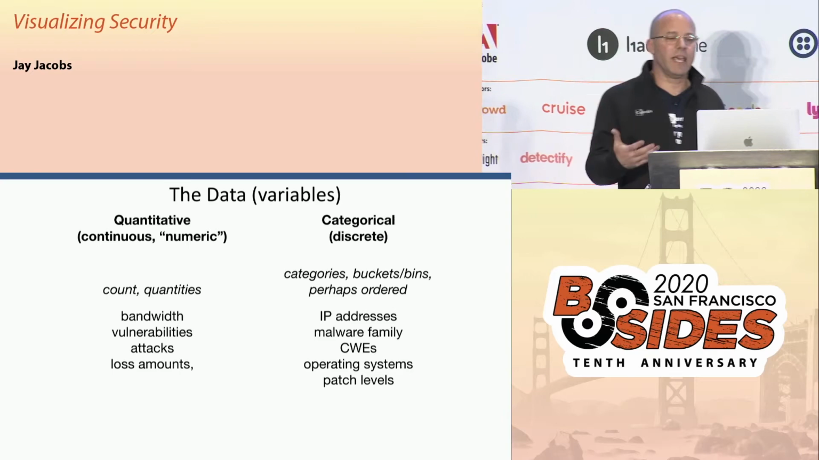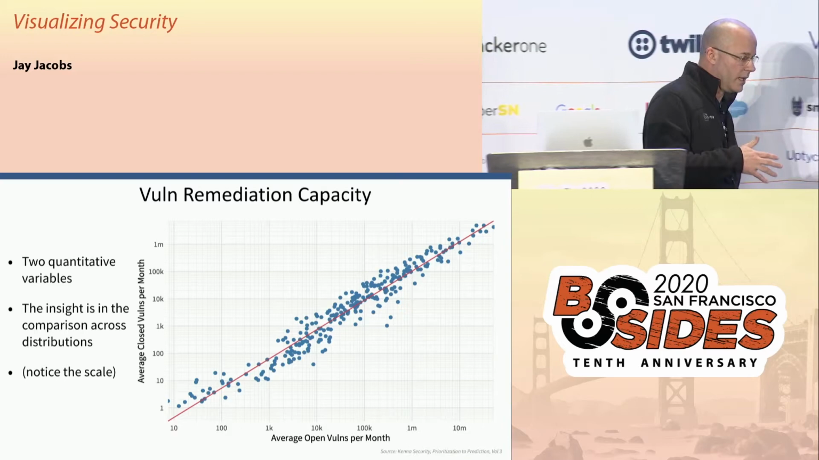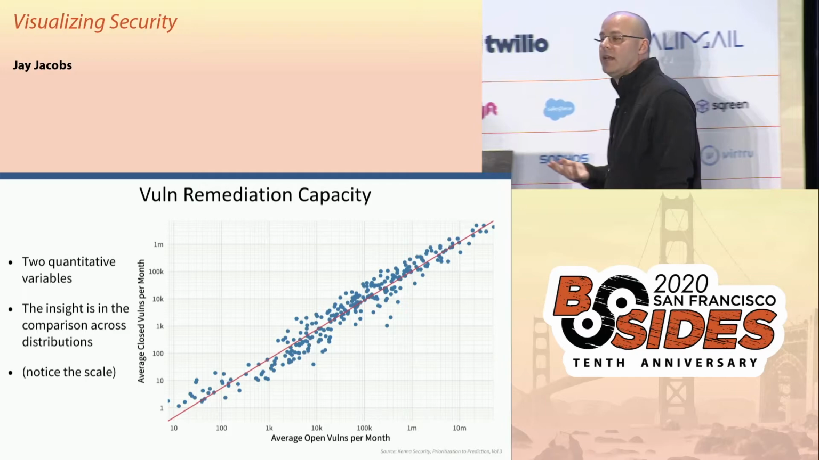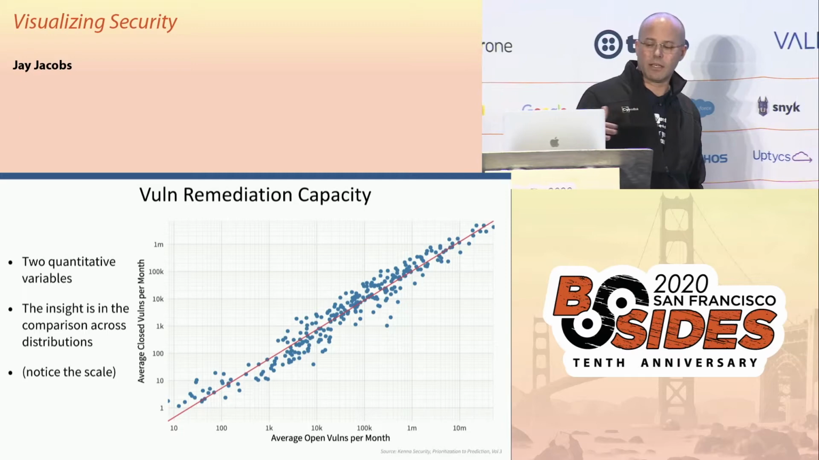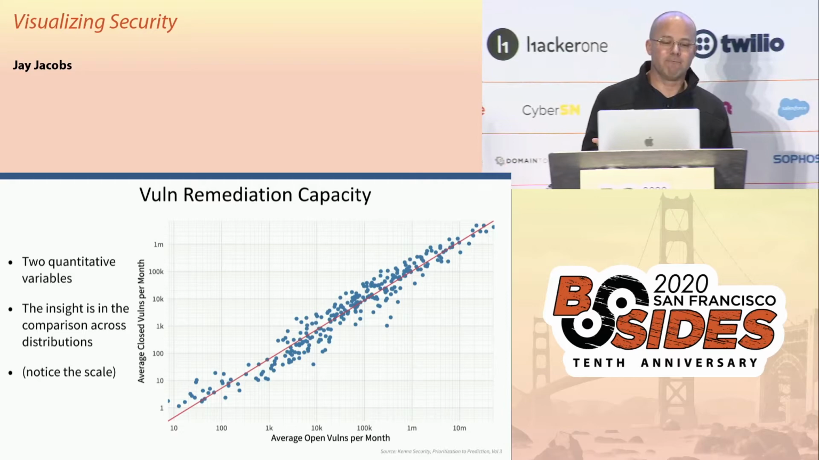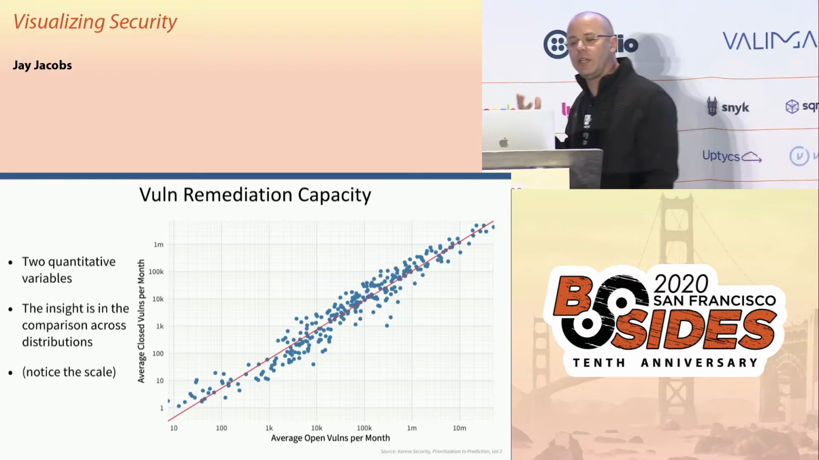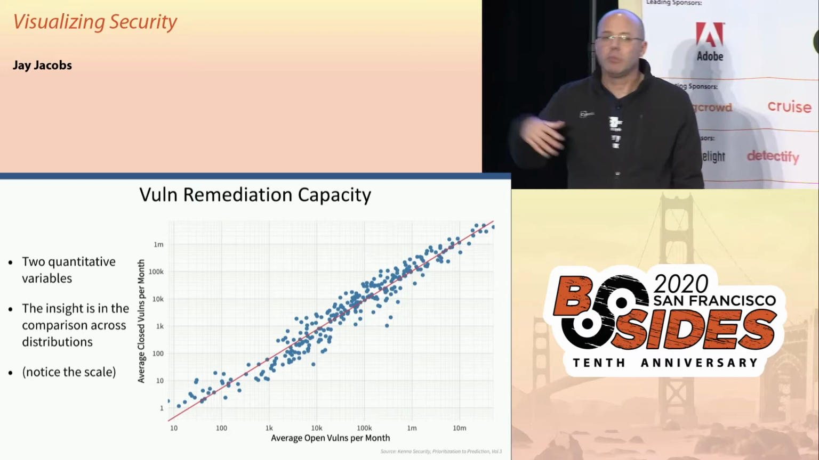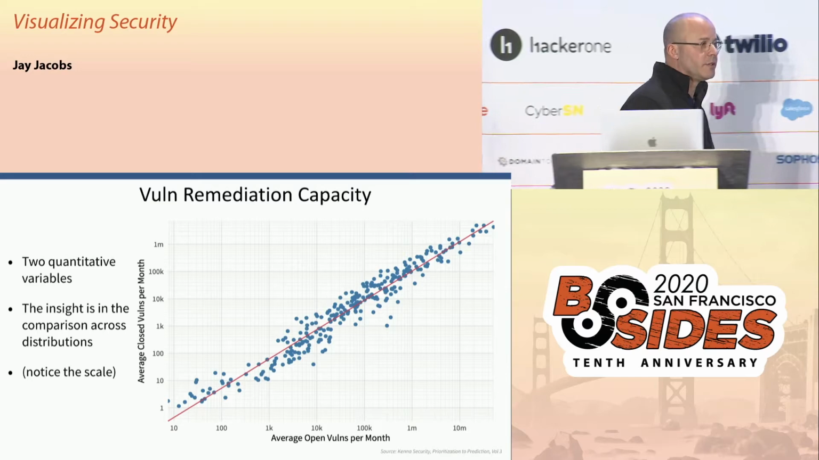Looking again through Kenna Security, we're able to see how fast companies can remediate. So I created two quantitative variables. The horizontal is the average open vulnerabilities per month, and the vertical is another quantitative variable, how many closed per month. Now the insight here is looking across this whole distribution. What's really cool is that these things cluster about 10%. So by plotting it like this, we can see that on average companies are able to remediate about 10% of their open vulnerabilities per month.